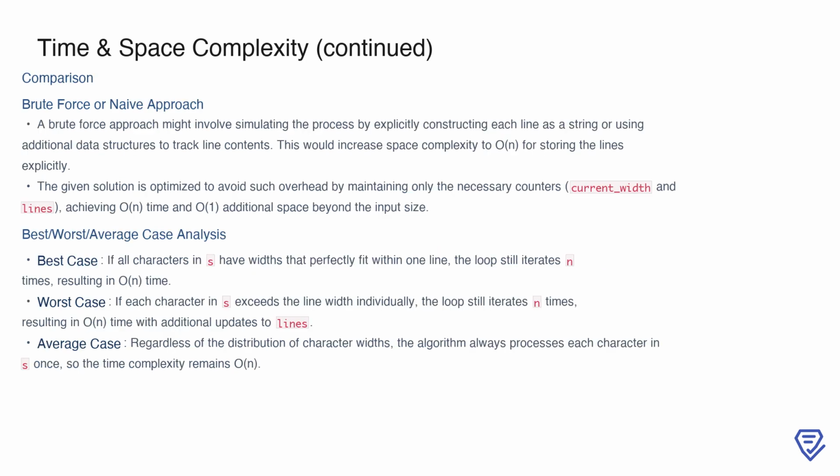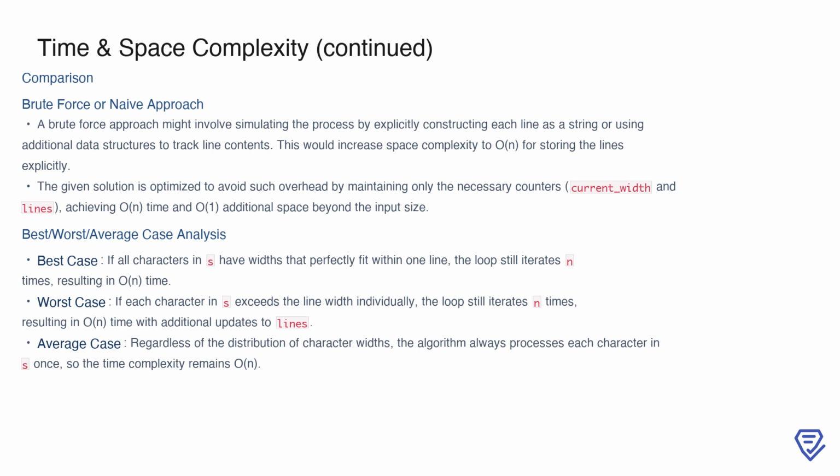When comparing this solution to a naive or brute force approach, we can see significant optimizations. A brute force method might involve explicitly constructing each line as a string or using additional data structures to track line contents. This would increase the space complexity to O(n) for storing all the constructed lines, and potentially complicate the logic. In contrast, the current solution avoids such overhead by maintaining only the essential counters, current_width and lines, achieving O(n) time and O(1) additional space beyond the input size.